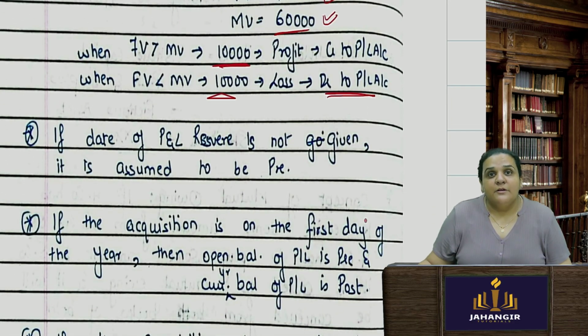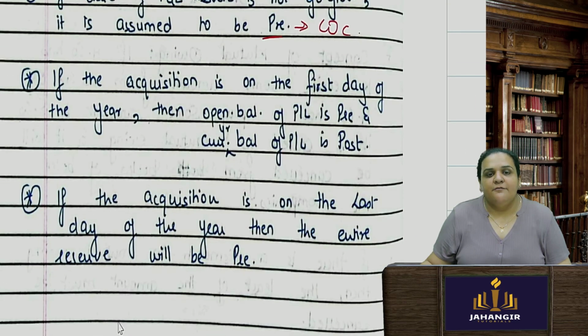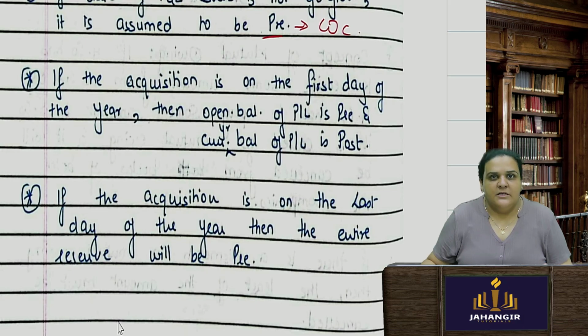Okay. Now sometimes they do not give the dates for the reserves also. So if there is no date given, I will assume that entire reserve is free, and I'll take it for my cost of control calculation. Okay. Then they are saying, if the acquisition is on the first day of the year, say I am telling you, I acquired shares on 1st of April 2018. Then the opening balance of the P&L will always be pre.